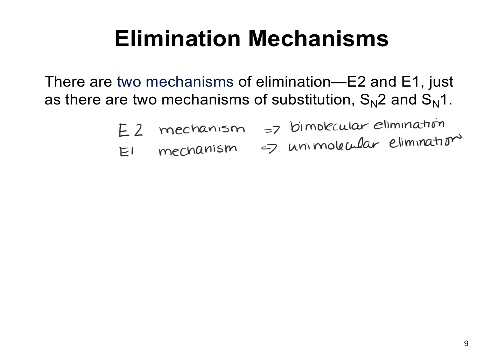Now, the E2 and E1 mechanisms differ in the timing of bond cleavage and bond formation, very similarly to what we saw in the SN2 and SN1 mechanisms. Now, E2 and SN2 reactions have some features in common, and E1 and SN1 mechanisms do as well. So, without any further ado, let's jump into the E2 mechanism.